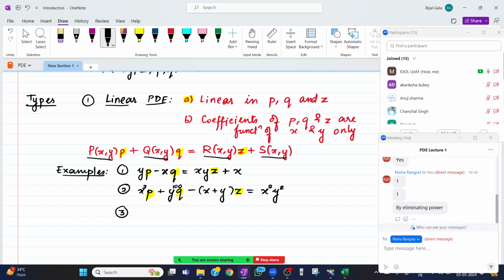Now I'll take one last example and then I will want you guys to give me an example. Let's say y times ux plus x cube times uy is equal to xy. Is this linear? Your z is replaced over here by u. Is this linear?